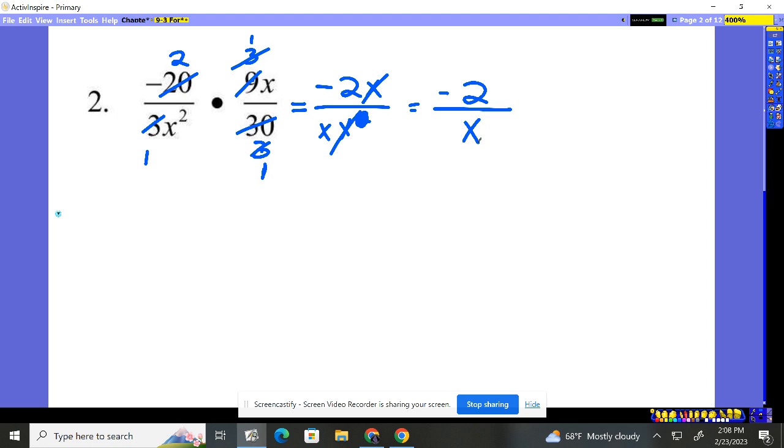The key is you try to cross out as much as you can, being nice and neat. But if you get to this spot and you still see people that can be divided by 2 if they're both even, or they both can be divided by 3, or they both have an x on top and bottom, you still got to go another step and simplify it. In the final answer, there shouldn't be anybody left that could be crossed out or simplified in any way. So there's our answer to number 2.